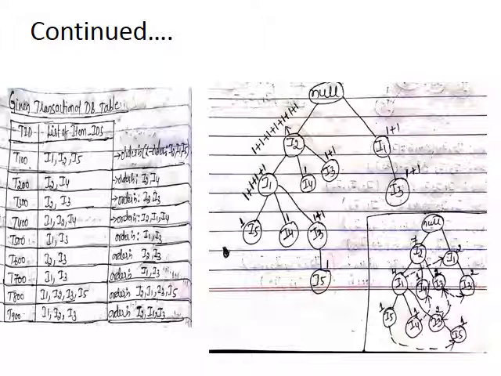T700: I1, I3. As we already designed, just go to the right child. Increase the count by 1 for I1, then add 1 for I3. T800: I1, I2, I3, I5. Order is I2, I1, I3, I5. Just increase the count of I2, I1, I3, I5. T900: I1, I2, I3. Order is I2, I1, I3. Increase the count of I2, I1, and I3.